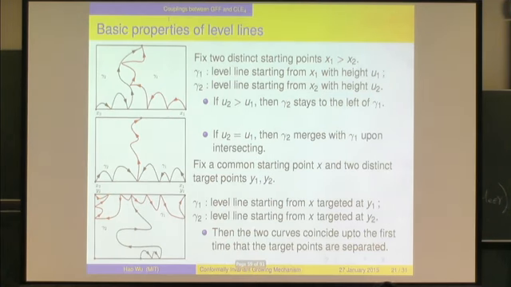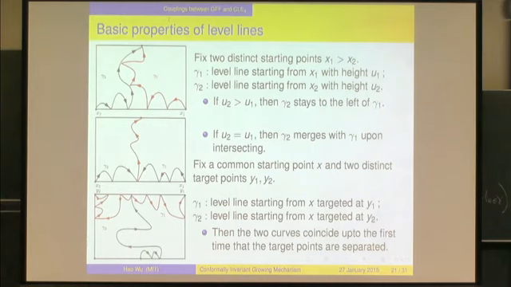And the third property is the so-called target independent property. So now we have one starting point but two target points. Gamma 1 is the level line starting from x and targeted at y1. Gamma 2 is the level line starting from x targeted at y2, and they have the same height. The conclusion is the two curves coincide up to the first time that the target points are disconnected.